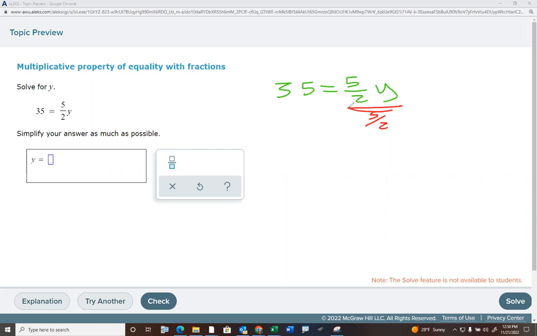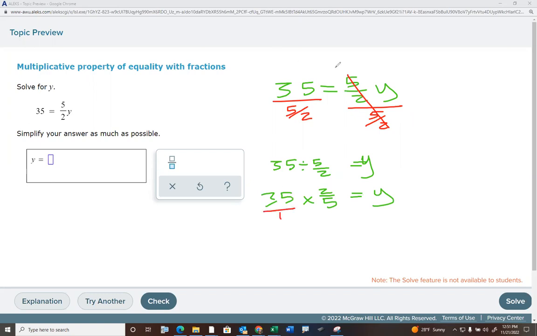And anything divided by itself is 1, or cancels. And if I divide by 5 halves on the right, I need to divide by 5 halves on the left. So on the right, we just get y. And on the left, we've got 35 divided by 5 halves. Huh. Wait a minute. We've seen how to handle that. We can flip the second number, which makes it multiplication. And then I will slap a 1 underneath this guy.